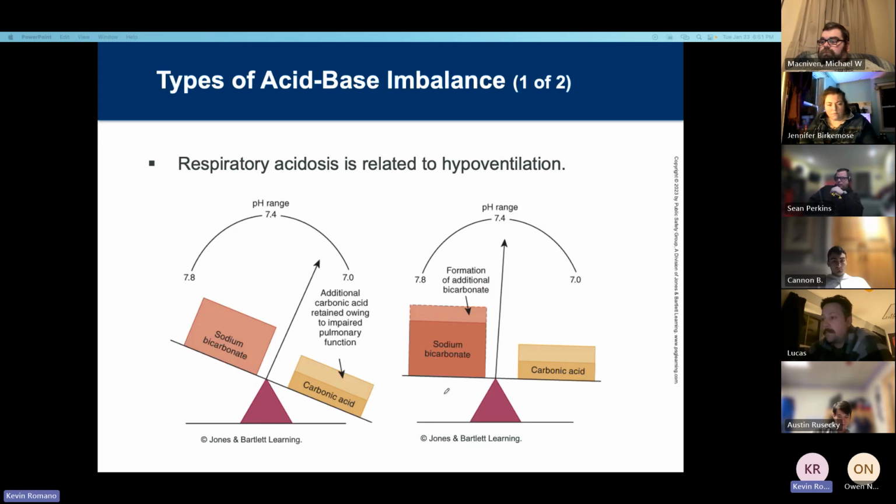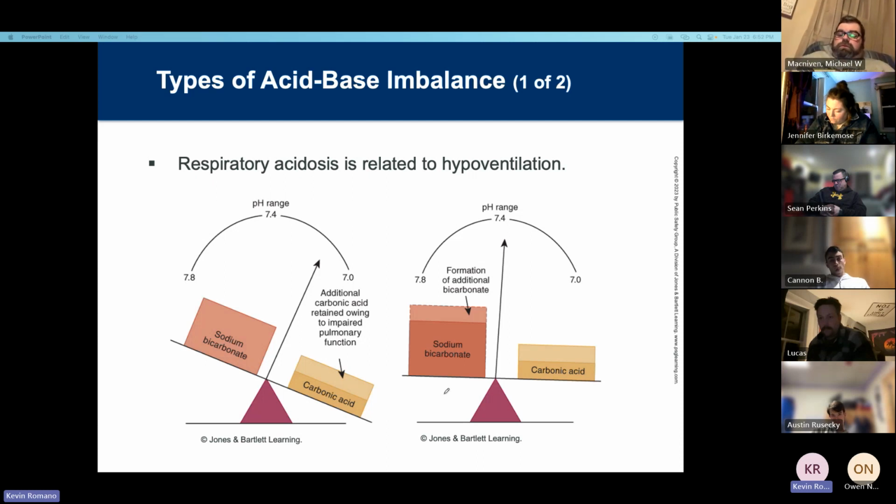Respiratory acidosis is related to hypoventilation. Remember we talked about that end tidal reading before? We're going to see a spiked end tidal because they're hypoventilating, which means the end tidal will be higher than 45. You have that spike because they're breathing so slow. If they're breathing too fast, the end tidal is lower than 35. Respiratory acidosis is always related to hypoventilation.